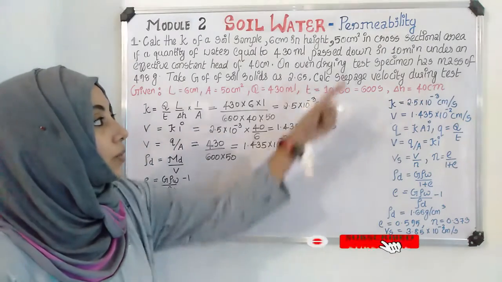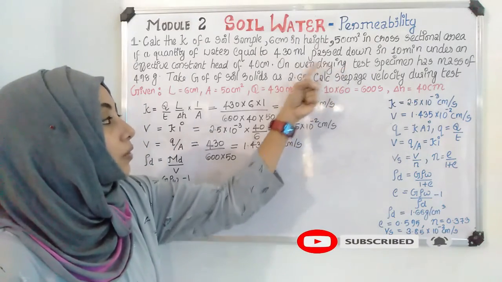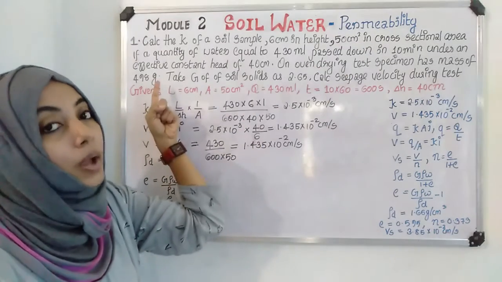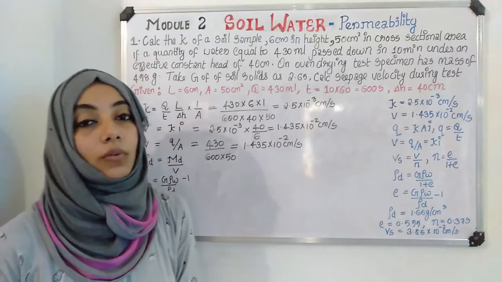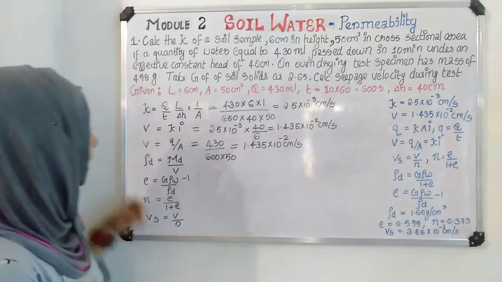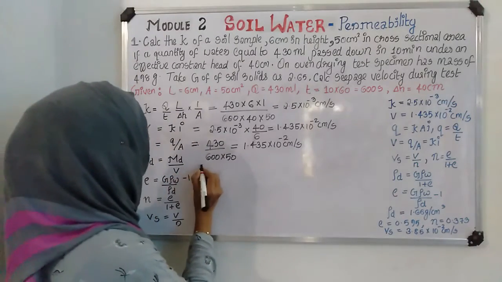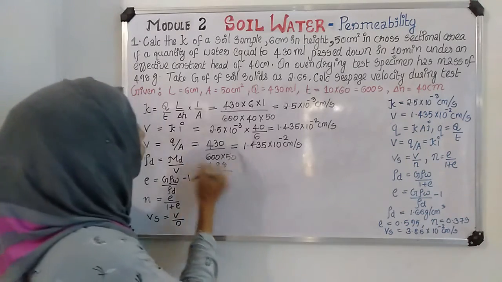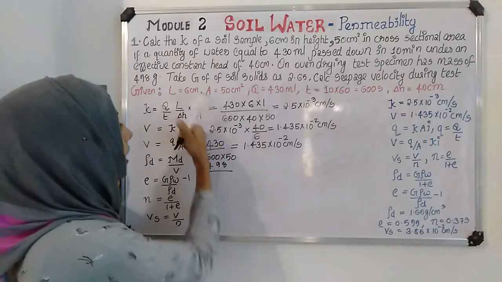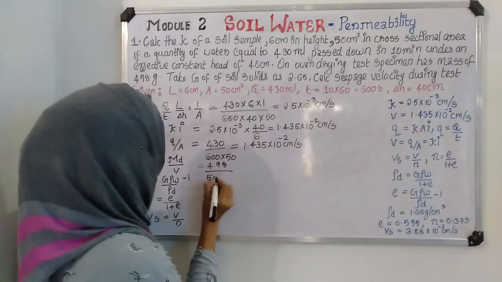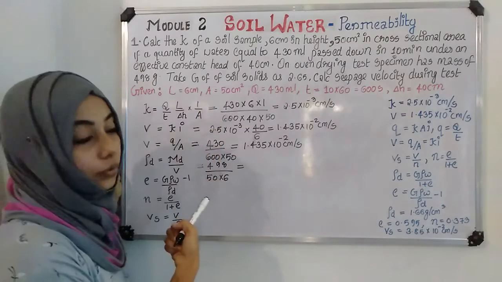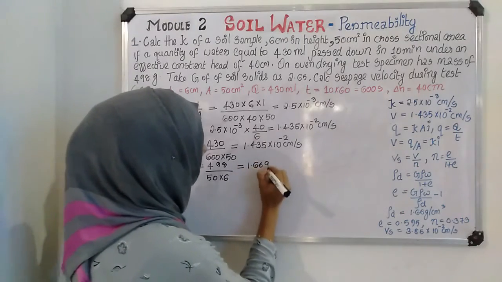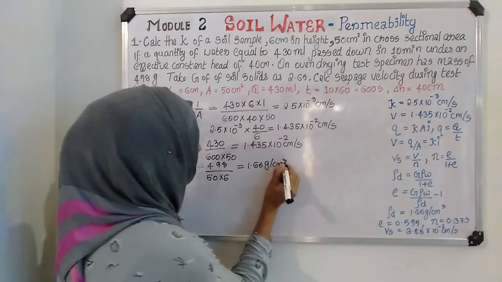For this, in our question we are given the oven dried mass, that is 498 gram. By using this we can calculate our dry density, that is rho d is equal to 498 divided by volume. For this we take area and length, 50 into 6. Then we get rho d is equal to 1.66 gram per centimeter cube.